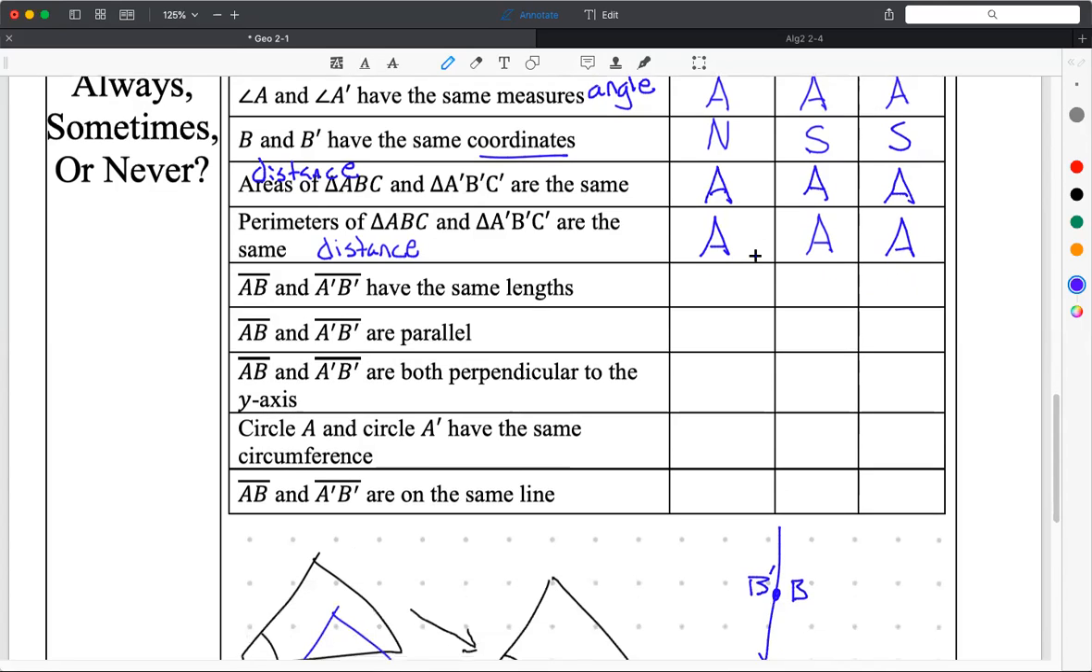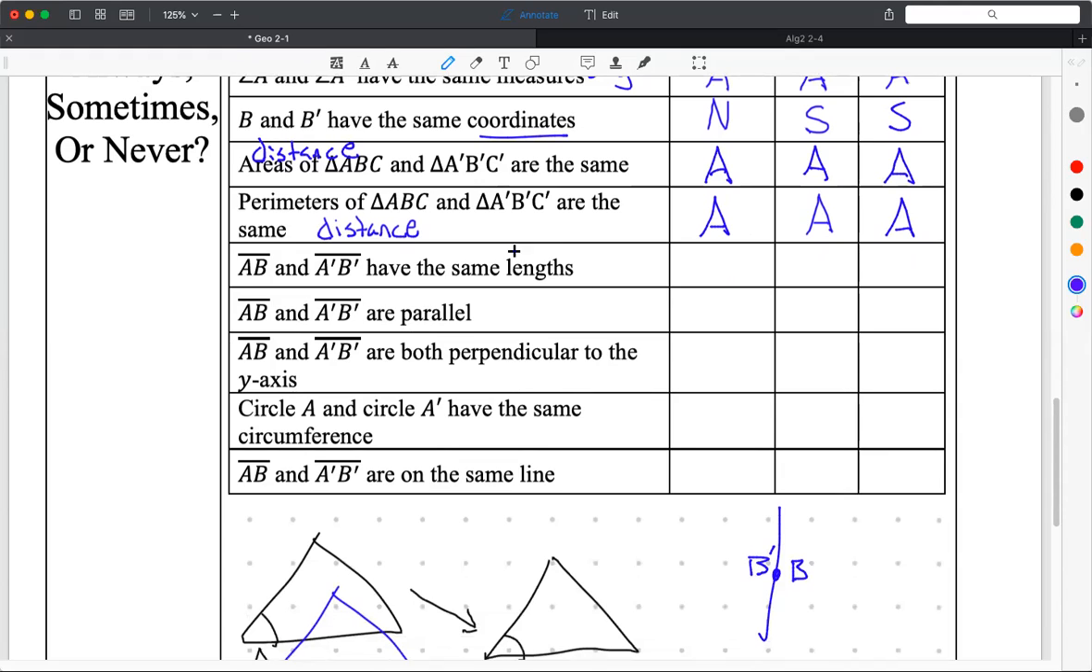All right, down here, line segments. Oh, I'm talking about lengths. What do you think? All three of these are the same answer, and they're all 1. Yeah, because lengths are one of the properties. So always, always, always.